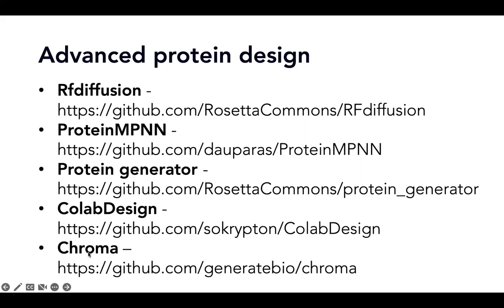And I don't know if anyone's seen, but Chroma has been released. It is Meta's generative protein design algorithm. It's very fast because it doesn't use a structure prediction algorithm, but it is not as good as these guys for sure. But it is very cool, and it has a very snazzy, well-documented code base. So that's what I have for the tutorial.